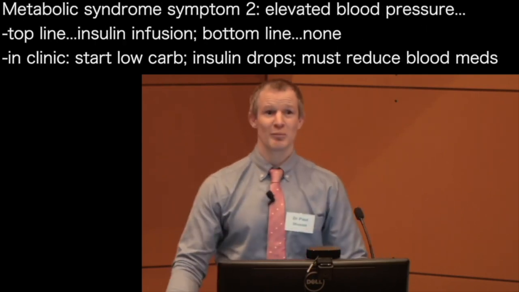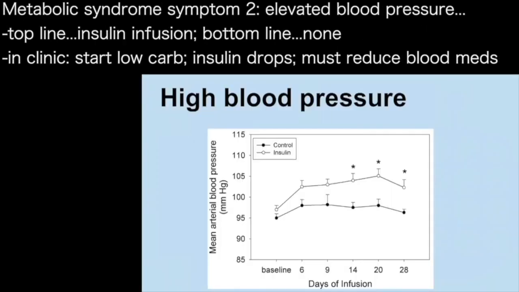So let's have a look at number 2. Elevated blood pressure. It's been clearly shown that elevated insulin levels correlate with increases in blood pressure. On this graph, the top line is what happens if you give people insulin. The bottom line is what happens if you don't. So you can see a clear causative mechanism of insulin in increasing blood pressure.